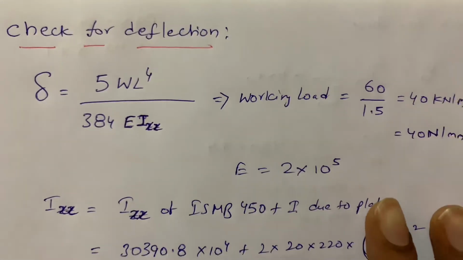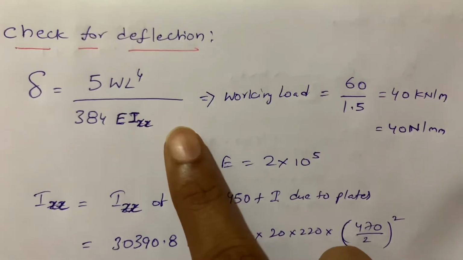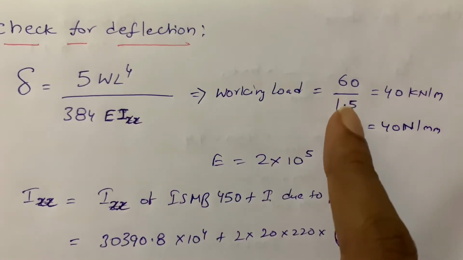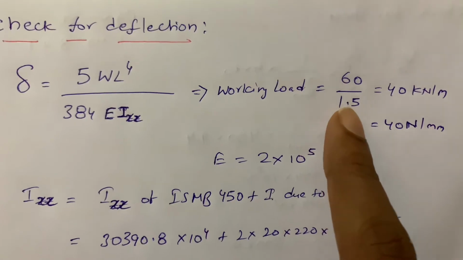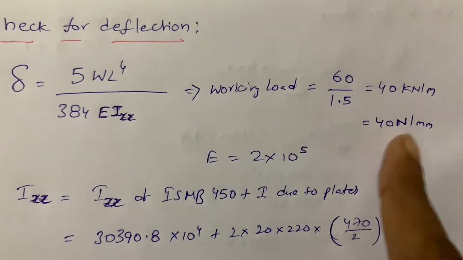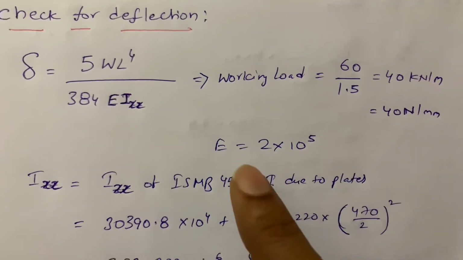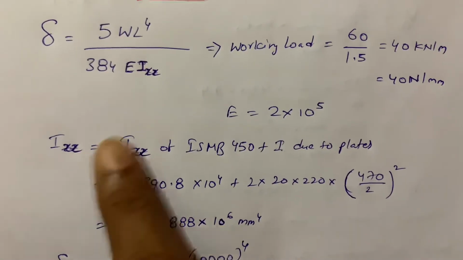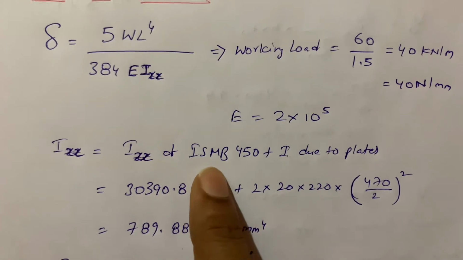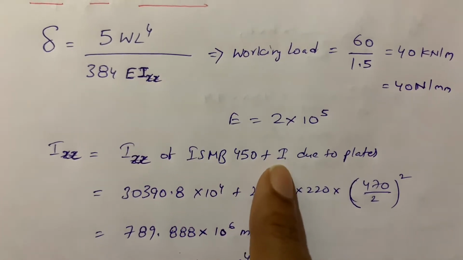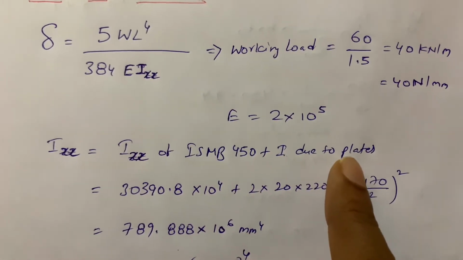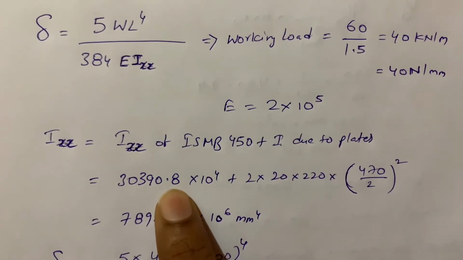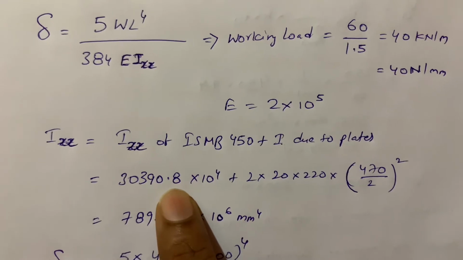For the check for deflection, the formula is 5WL power 4 by 384 EI. The working load is 60 and the factor load is 1.5, that is the safety factor. I got 40 Newton per mm. E value we know is 2 into 10 power 5. For IZZ, it is the I value of ISMB 450 plus the I value of the plates. The ISMB 450 value, IZZ, is available in the book.